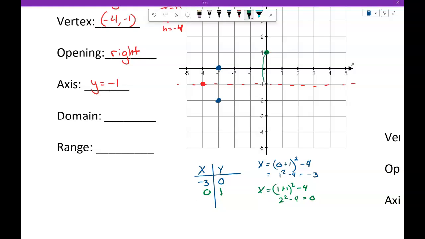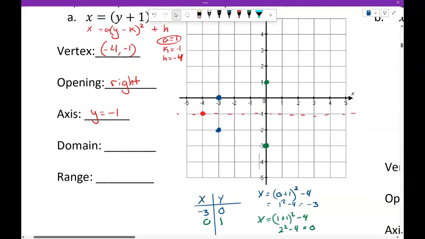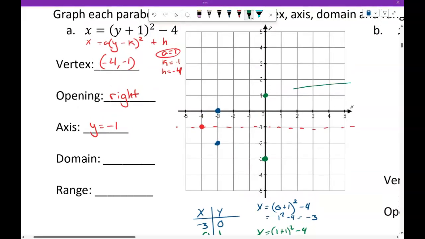Since this is 2 units above our axis, we'll have a symmetrical point 2 units below the axis. And 5 points is enough for our parabola. So we can smoothly connect the lines, and we have our parabola graphed.